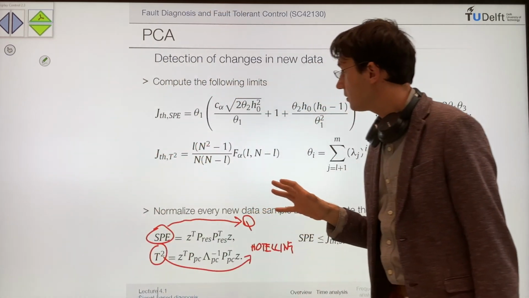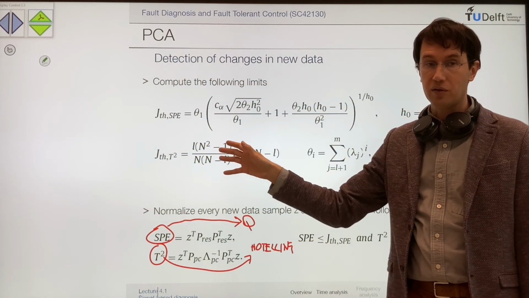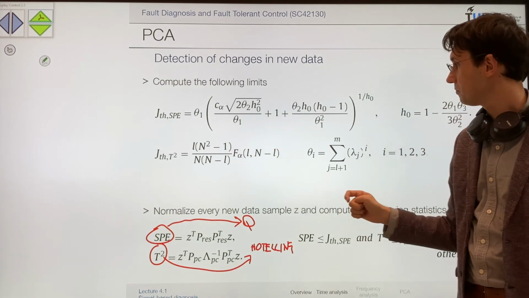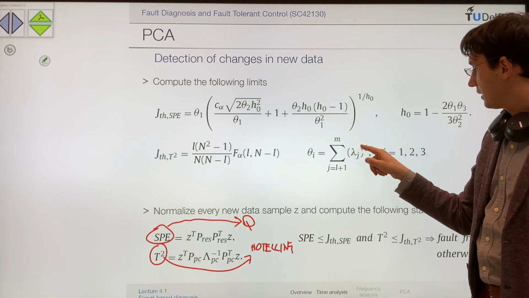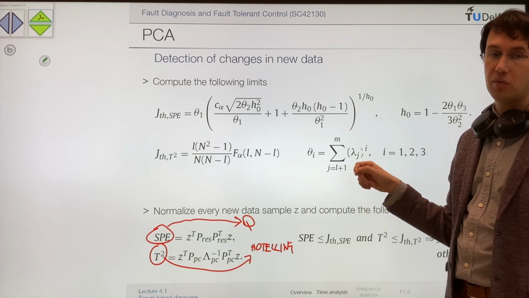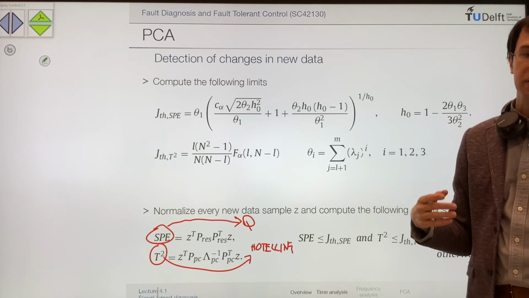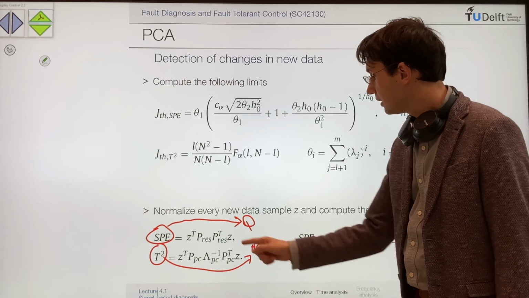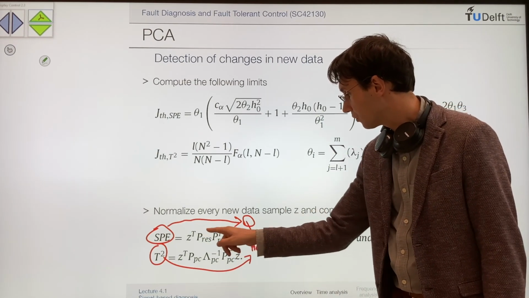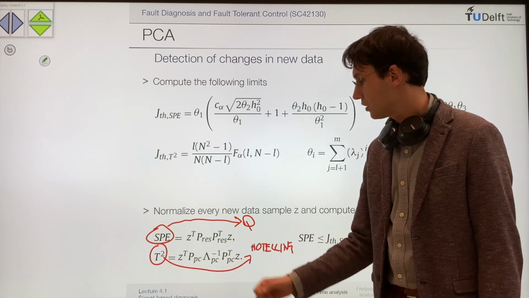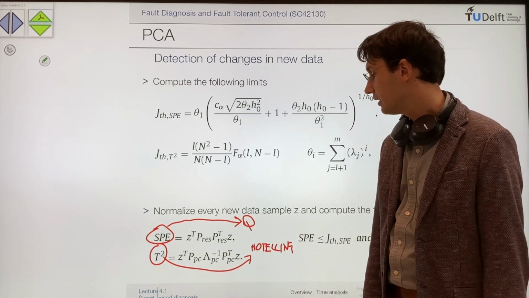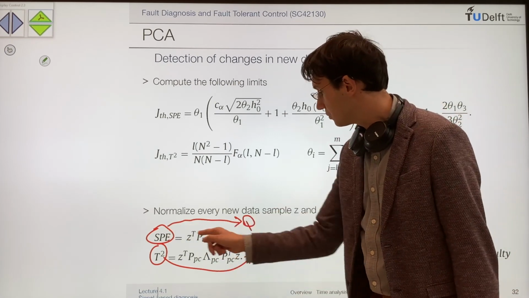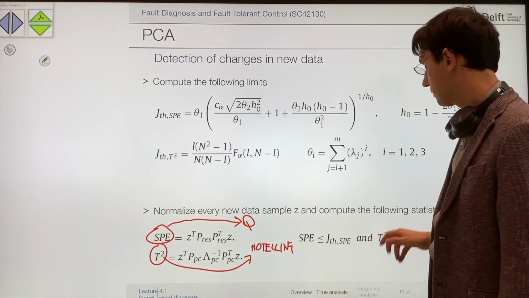Anyway, these thresholds are based only on quantities that you compute once, because these singular values, you compute them once on a data set expressing the healthy behavior of your system. And these normalizing factors also, you can compute them once and for all. So the only thing that you need to do online is take the last sample of data, normalize it, compute these statistics and compare them to the thresholds.